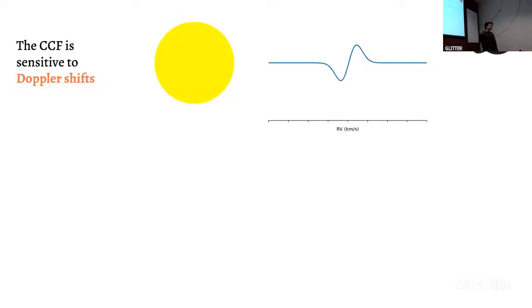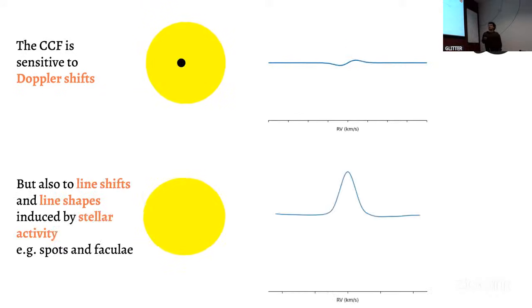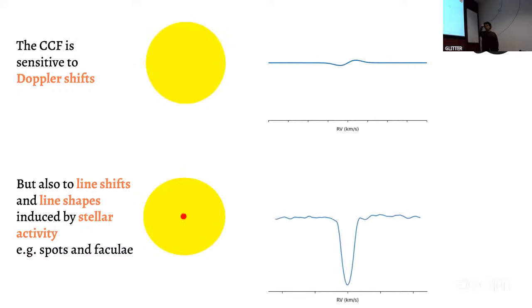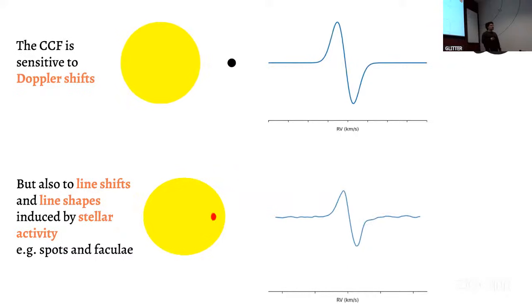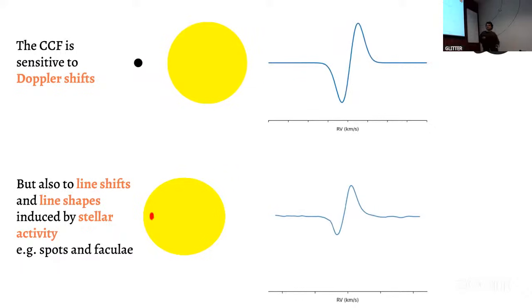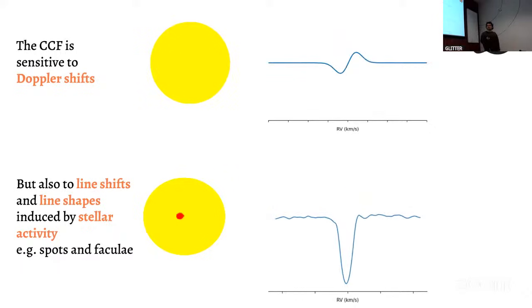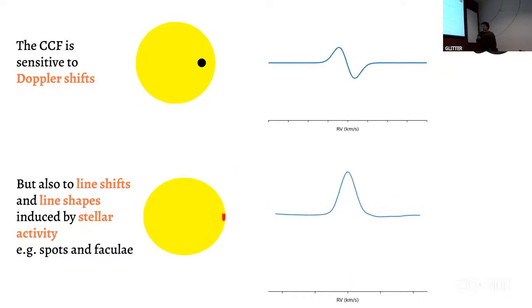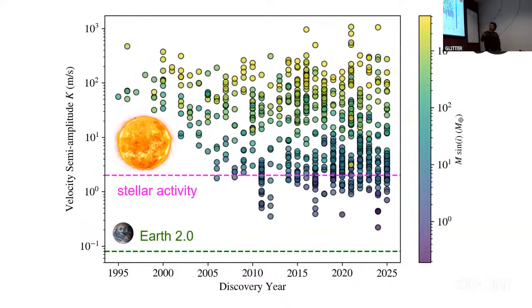The spectra or the cross-correlation function is sensitive to Doppler shifts induced by planets, but it's also affected by line shifts and line shape distortions induced by spots and faculae that enhance or inhibit some flux from some regions of the star. This induces apparent line shifts in our spectra, but also changes in the line depth, width and asymmetry. So at the end, we have a noise floor in our observations of several meters per second, which mimics what a true planetary shift would induce in our spectra.